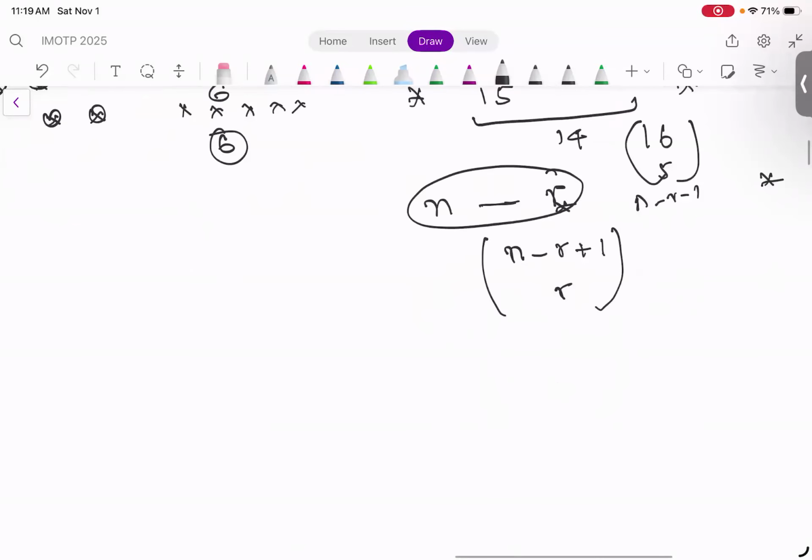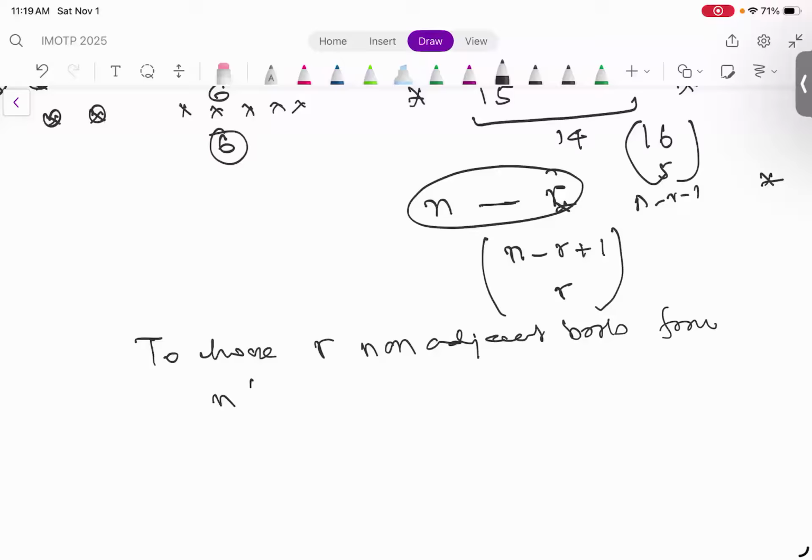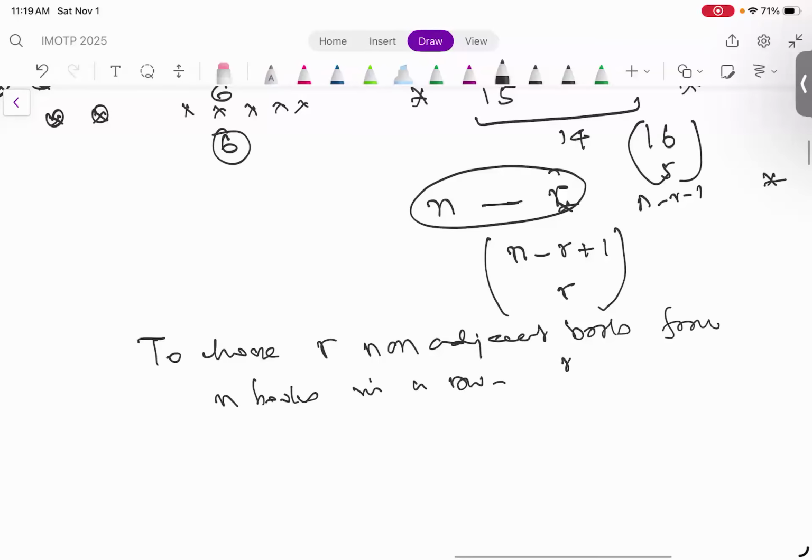Okay, sir. So to choose r non-adjacent books from n books in a row, what's the number of ways? It will be n minus r plus 1 choose r. Correct? (n minus r plus 1) C r. Okay, so this is a nice formula.